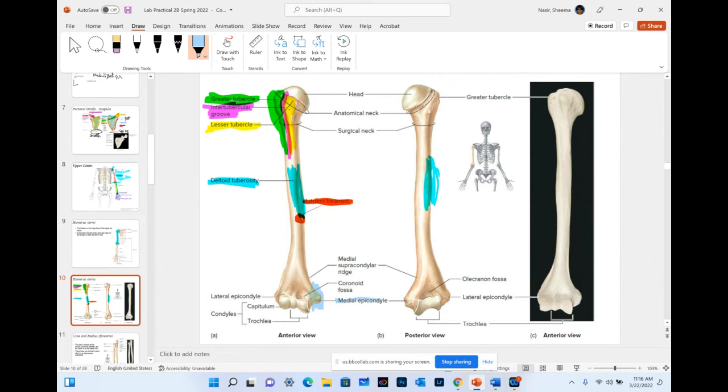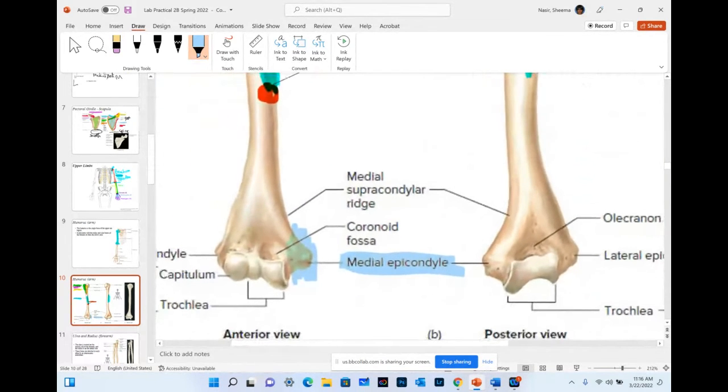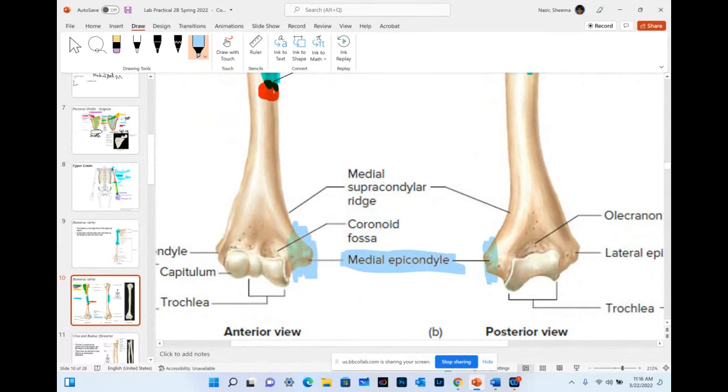This is your medial epicondyle. Medial epicondyle sticks out, and this is referred to as the funny bone. If you hit anything on this bone, it's going to give you weird kind of tingling sensation. This is your medial epicondyle. It is present medially. This right here. It sticks out more.